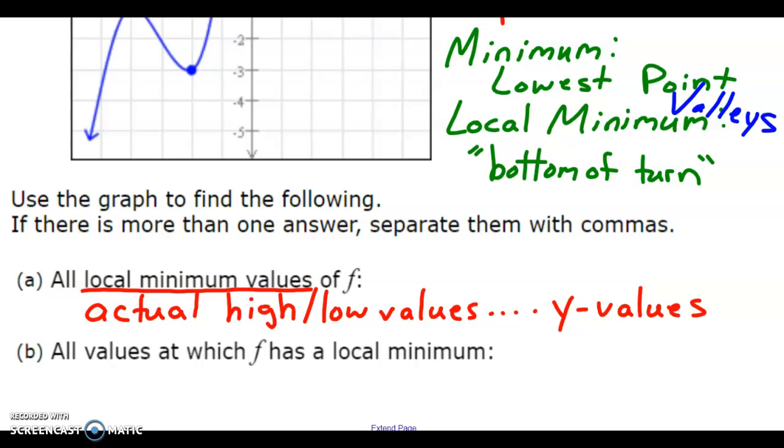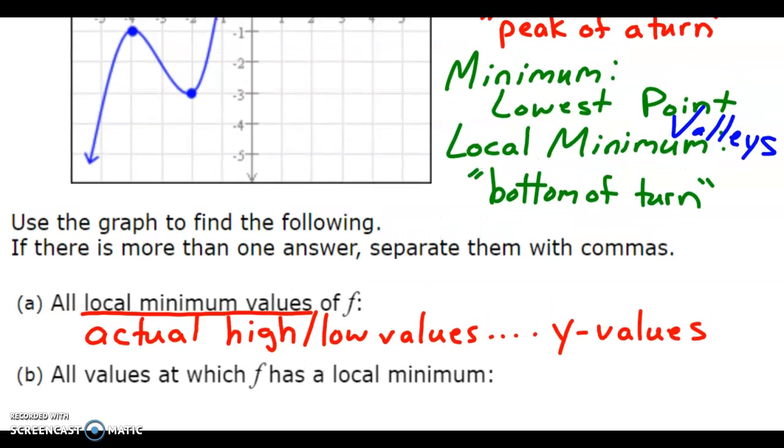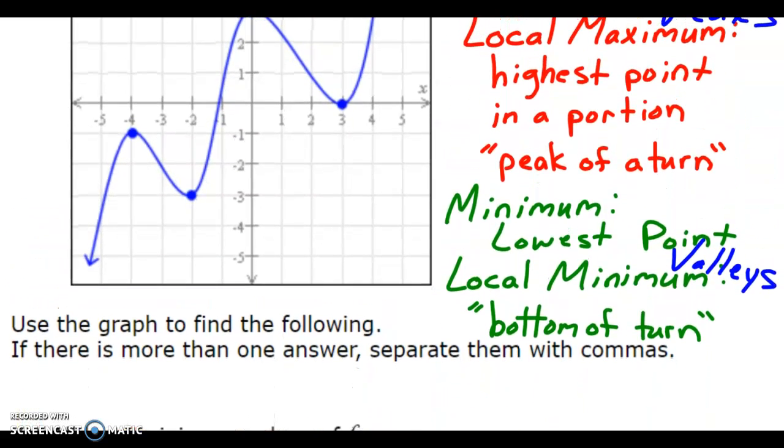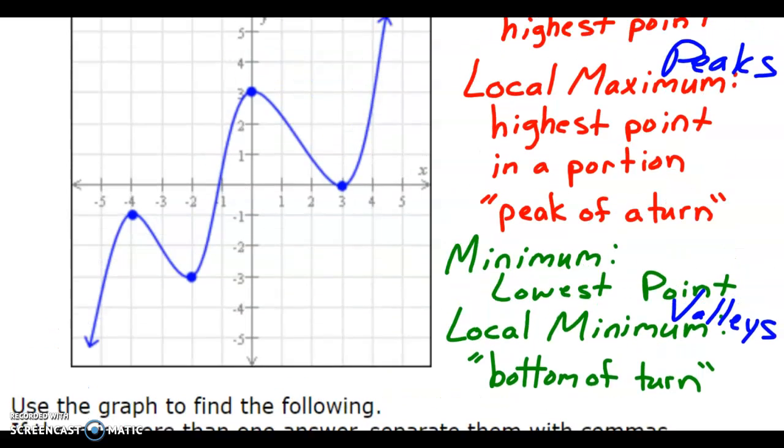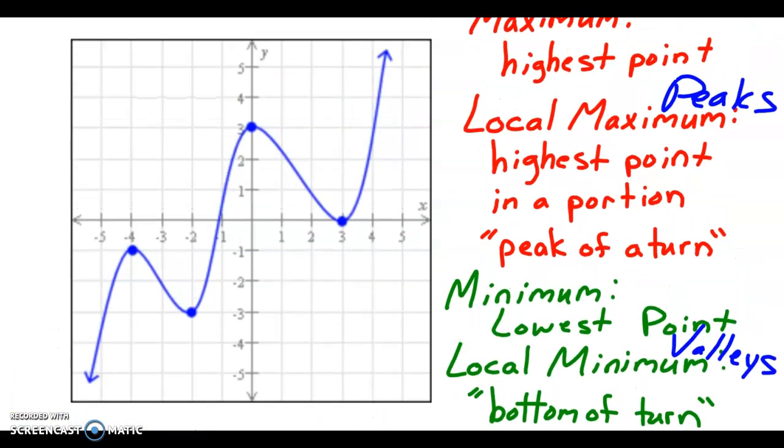So as far as talking about how high or low something actually is, that's talking about the y-axis, right? That vertical axis, how high or low something actually is. So what are the actual local minimum values of f? -3 is a valley. 0, that's the hard part. We always end up looking at the wrong value, and that's a little tricky, I get it.